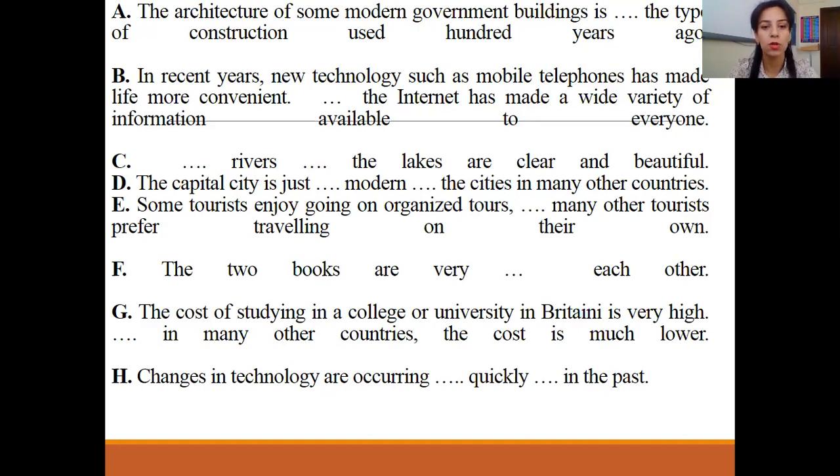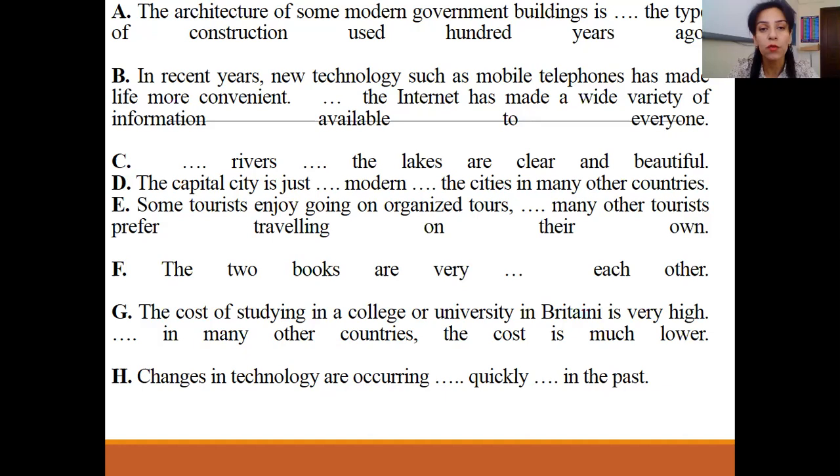Some tourists enjoy going on organized tours. Many other tourists prefer traveling on their own. The two books are very each other. The cost of studying in a college or university in Britain is very high. In many other countries, the cost is much lower. Changes in technology are occurring quickly in the past.